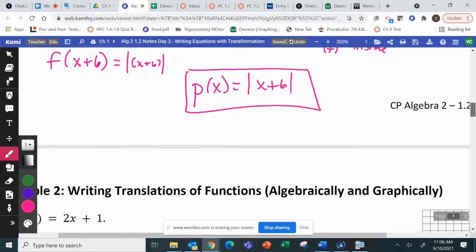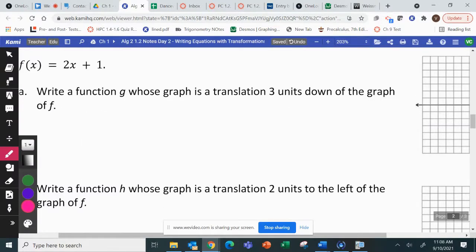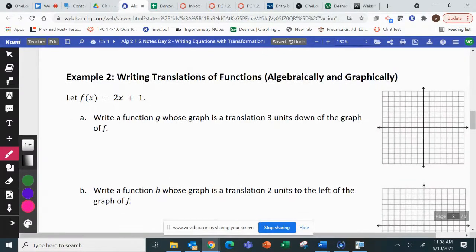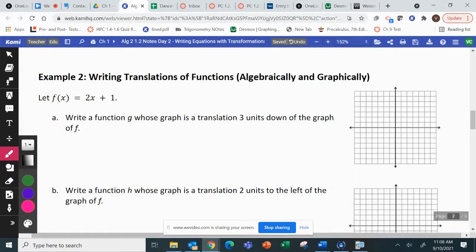All right. What's it say? Example 2. Writing translations of functions algebraically and graphically. So there's going to be a few questions in your assignment that don't give you the words, but give you the graph instead. So you have to write the equation from the graph. So I'm going to go through the graphing part real fast. This isn't pre-graphed for you, but it will be in the assignment. Then we will look at how we would write the function for that.